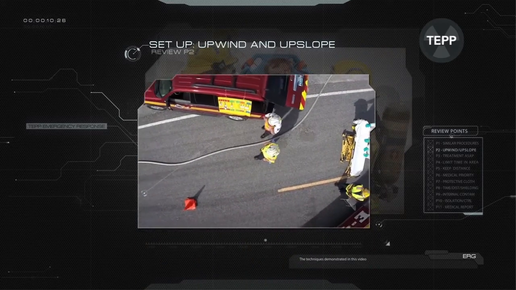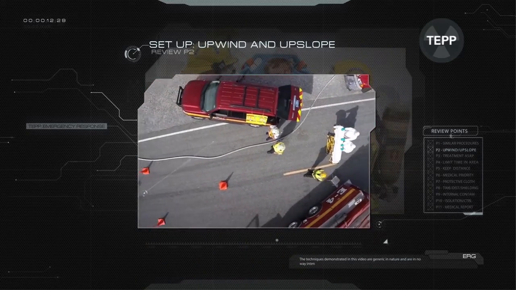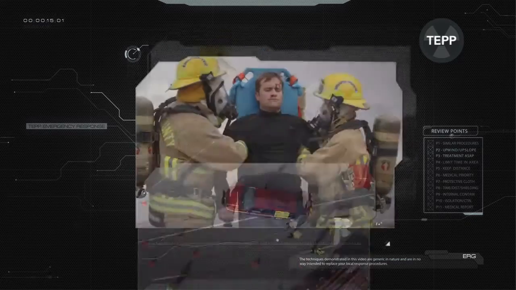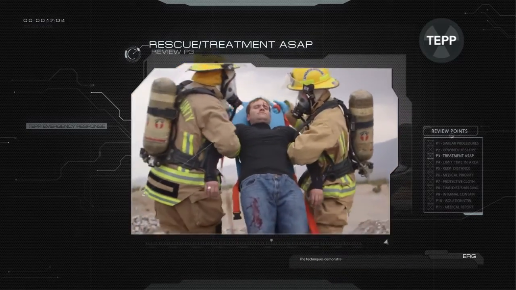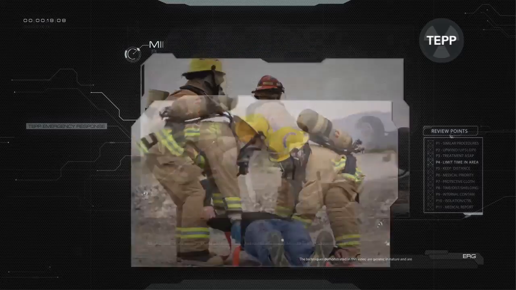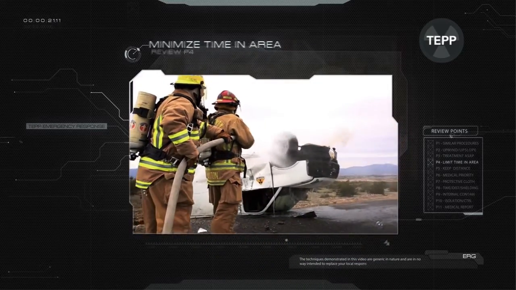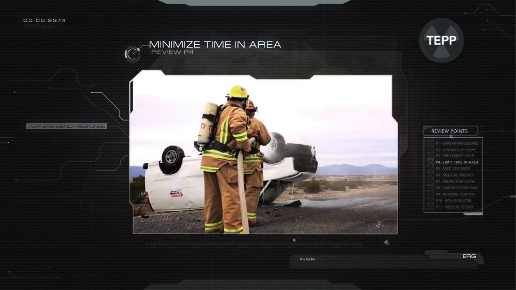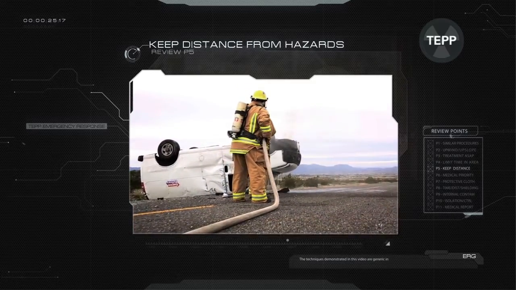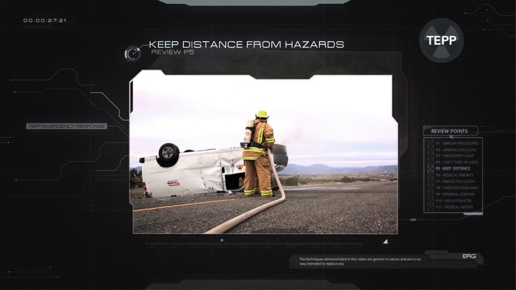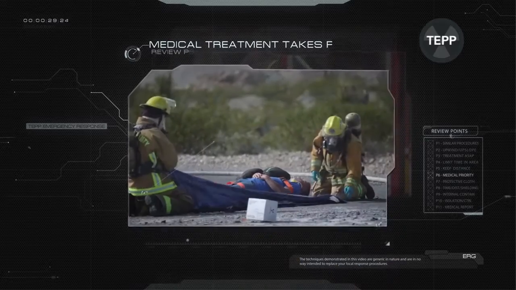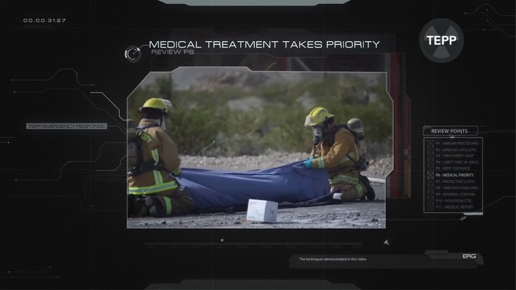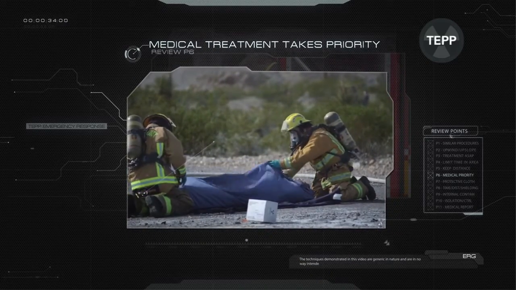Set up control lines and establish a command post upwind and upslope of the accident area. Perform rescue and life-saving treatment as soon as possible. Spend as little time as possible in the hazardous area. Stay as far as practical from heat, flames, toxic chemicals, or radioactive material. Necessary emergency medical treatment should not be delayed by attempts to measure levels of radioactivity.